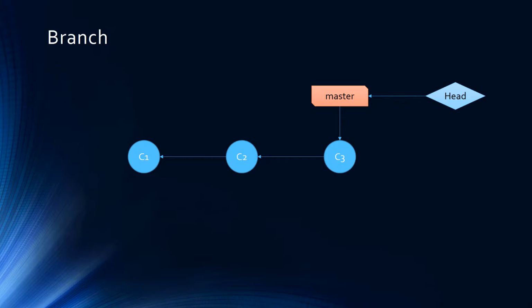In the repository, we have several commits that consist of the history. Besides, we have a master branch and something called head. So, what is a branch in Git? A branch in Git is simply a lightweight movable pointer to one of these commits.